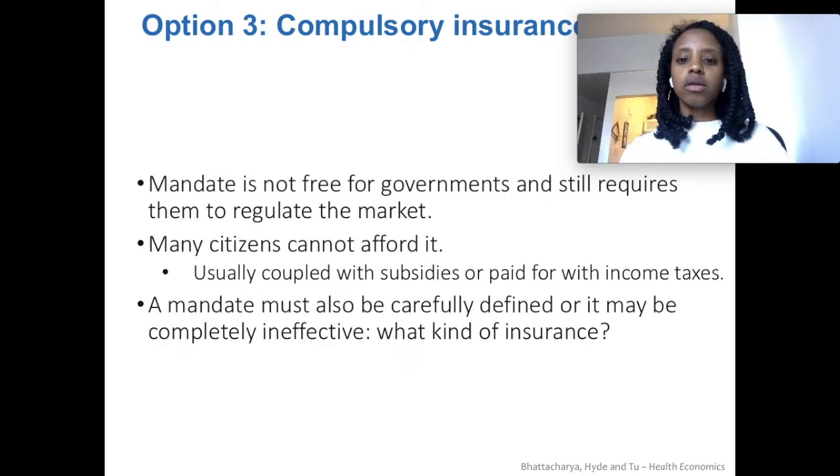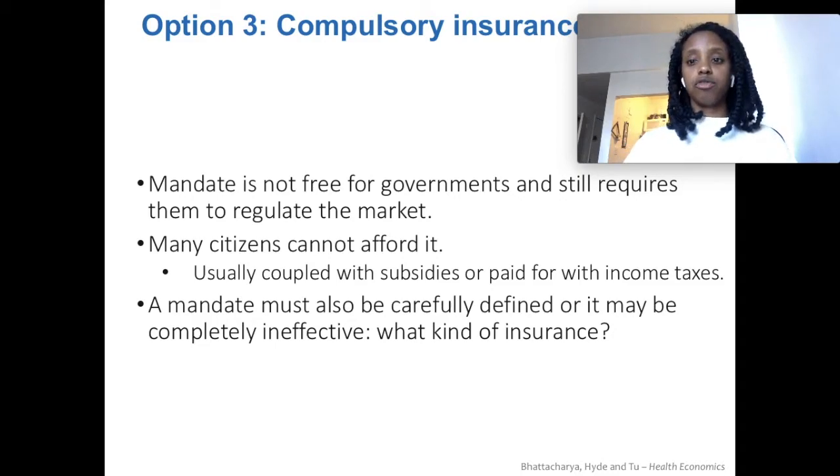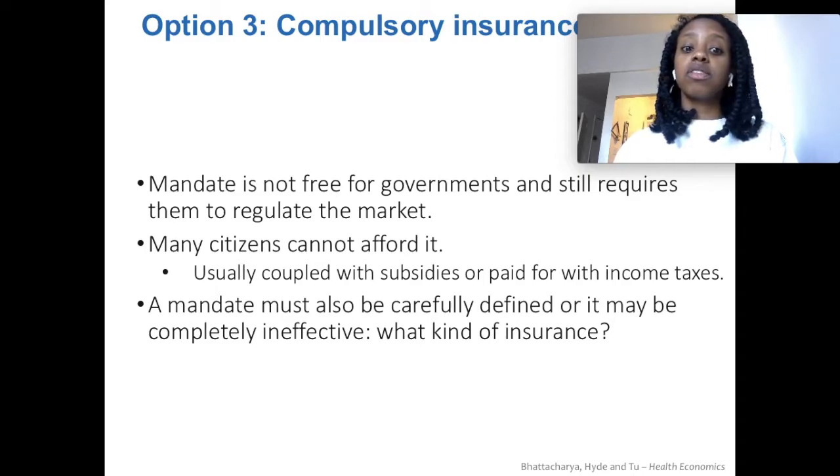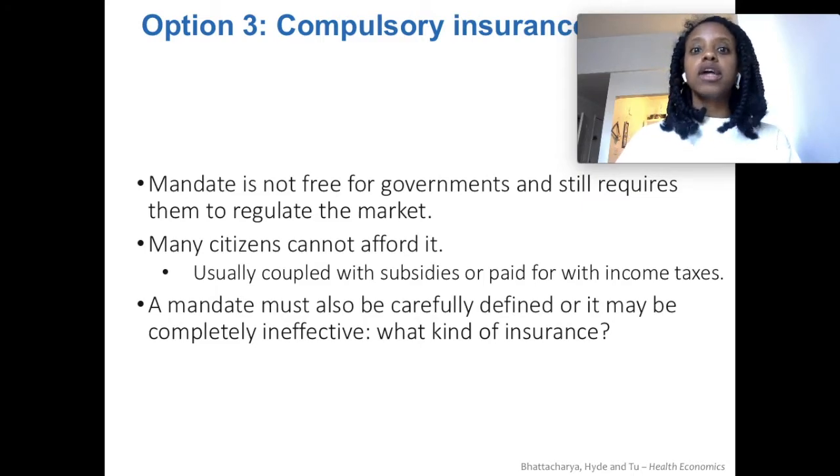But it's not going to be free for the consumers or for the government. The government still has to go around regulating the market and making sure that everybody is actually following through. They have to enforce that mandate. For a lot of citizens, they won't necessarily be able to afford to buy into that private coverage because it won't be paid for through taxes like it would in a public system. It would just be that everyone's required to buy this product, which is insurance, and some people won't be able to afford it. So often the government will have to supplement this through some kind of subsidy.